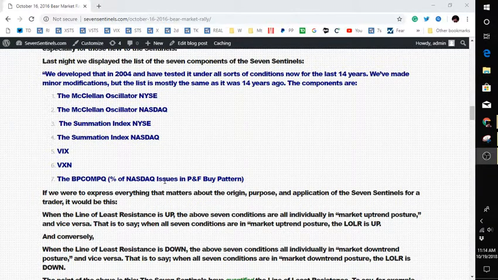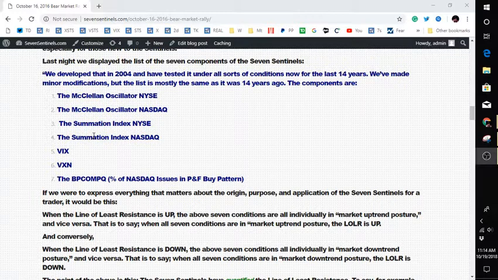What are those seven? They are the McClellan oscillator for the New York Stock Exchange, the McClellan oscillator for the NASDAQ. They are the summation index for the New York Stock Exchange, the summation index for the NASDAQ. They are VIX number 5. They are Vixen, which is the equivalent of VIX on the NASDAQ, number 6. And finally, we use the BP comp, which is a percentage of all NASDAQ issues that are in point and figure buy patterns. When those seven things are all trending up together, the line of least resistance is up.